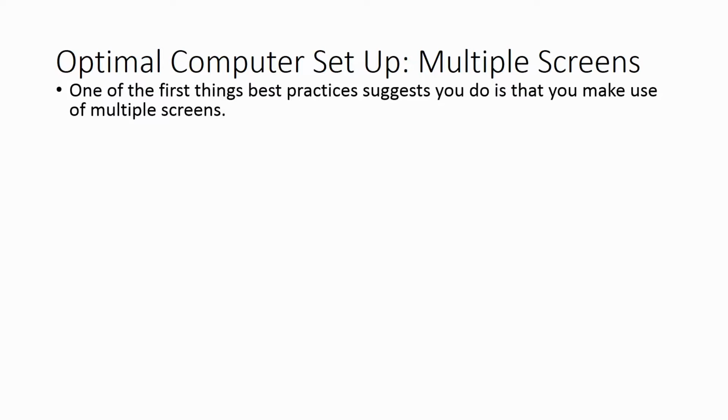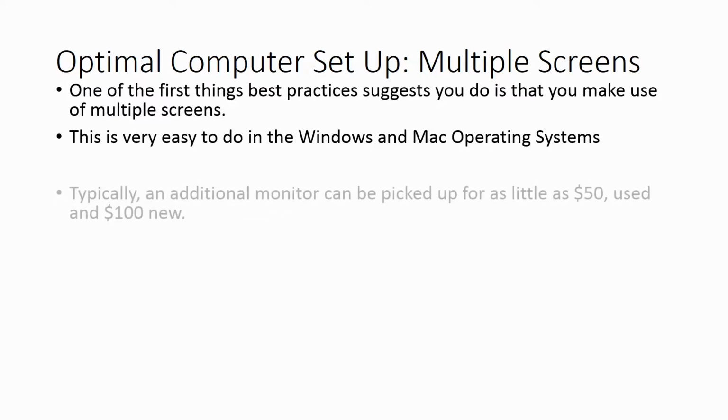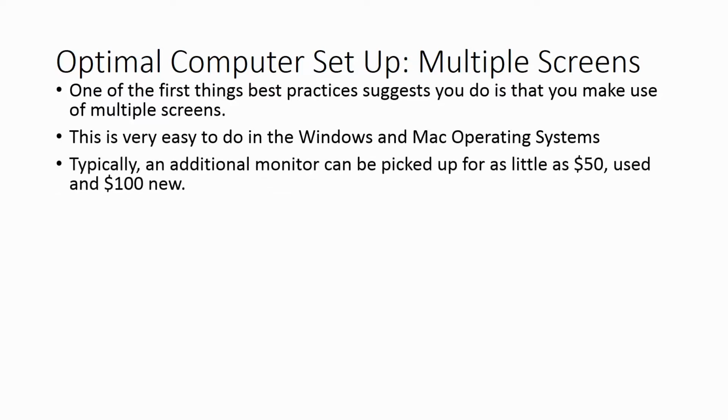The fact of the matter is that you need to make use of multiple screens if you're going to be most effective in screencasting. And making those monitors available and making them work with your operating system is very easy to do in Windows and Mac. In fact, Windows and Mac operating systems make accommodations for people who use multiple screens. They anticipate that you're going to make use of multiple screens. An additional monitor is not expensive. Typically, an additional monitor can be picked up for as little as $50 used and $100 new.